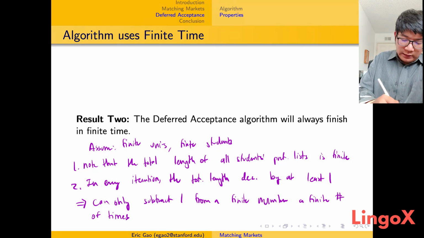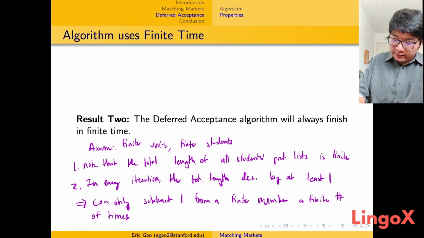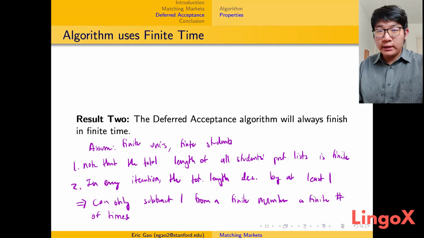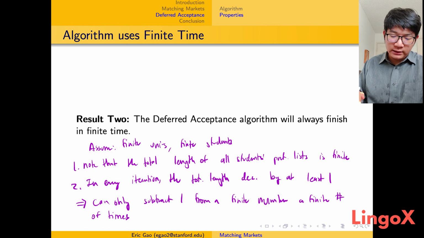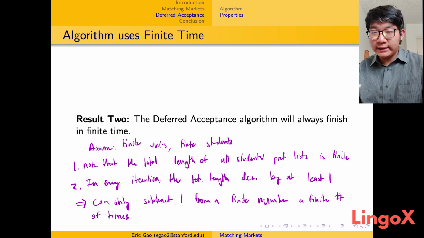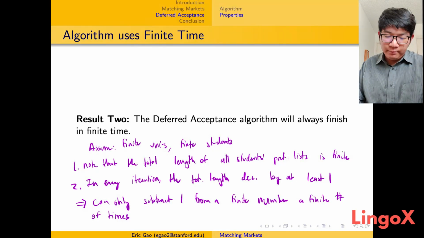And 2, in every iteration, the total length decreases by at least 1. And this is true because in every iteration, either a student is rejected, in which case they remove a university and the total length of the preferences decreases by 1. Or if there are no rejections, then the algorithm is finished by definition.